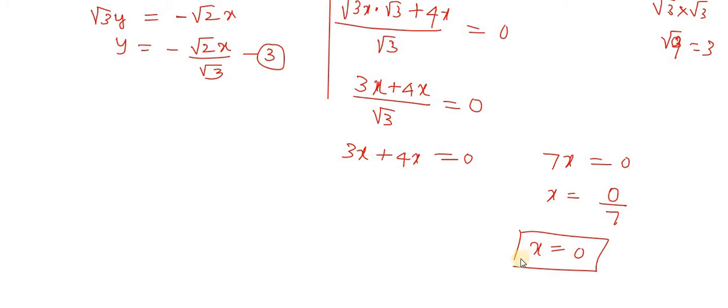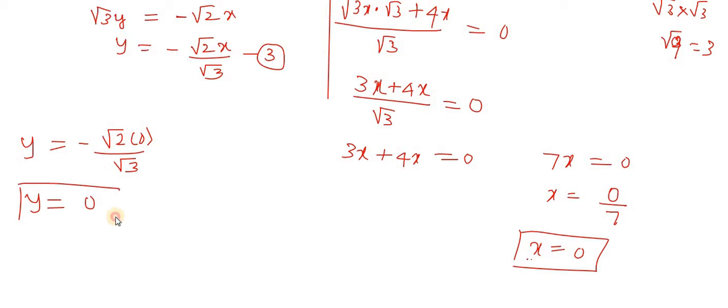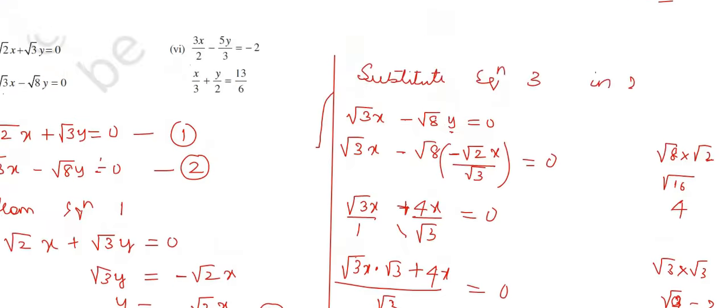From this x value, substitute in equation 3 or equation 2 or equation 1. If you do that, you'll get y is equal to minus square root of 2 into 0 divided by square root of 3. Therefore y is equal to 0. So our x value and y value are both 0 for this equation.